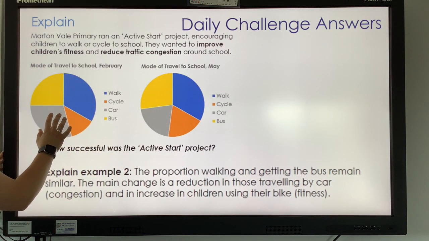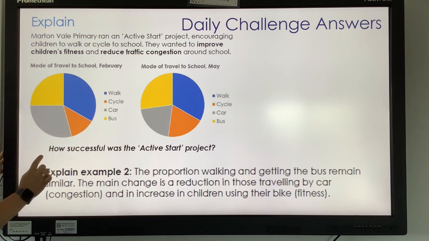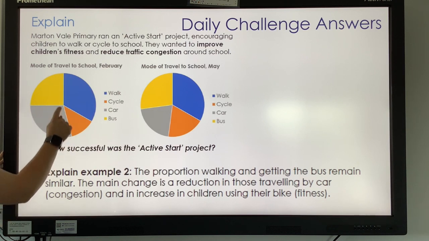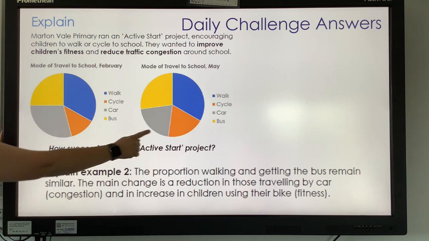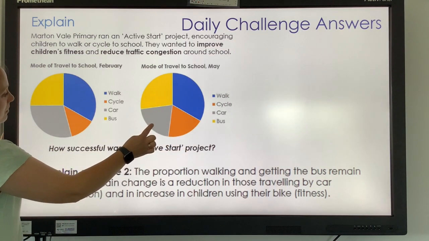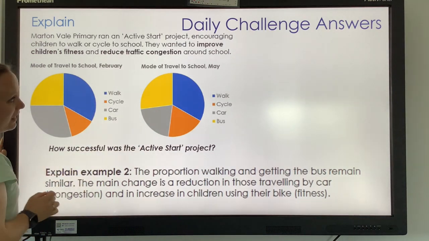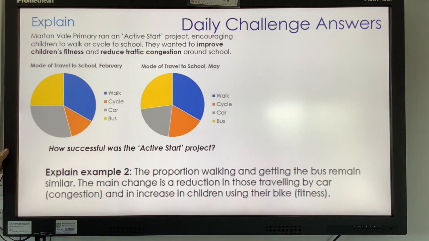Now over here in February, the segment for cycling to school is much smaller and the segment for driving a car is bigger. If you look over at May, your segment for cycle has grown and your segment for car has decreased. That means it was successful because whilst the same proportion of children are still walking, a greater proportion of children are cycling and fewer children are using the car.